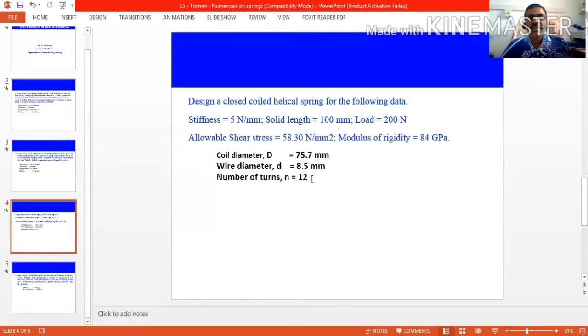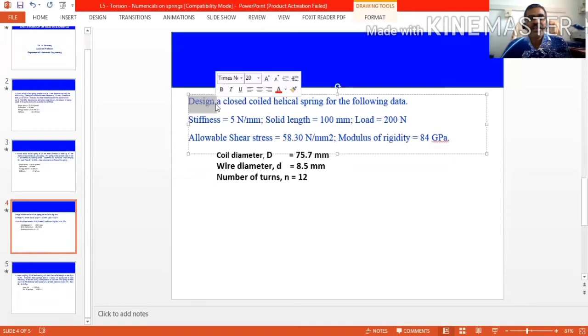Design a closed coil helical spring for the following data. Stiffness of the spring is 5 Newton per millimeter. Solid length is equal to 100 millimeter. Load acting on the spring is 20 Newton. The allowable shear stress is 58.3 Newton per millimeter square. The modulus of rigidity is equal to 80 gigapascal. You are asked to design the spring.